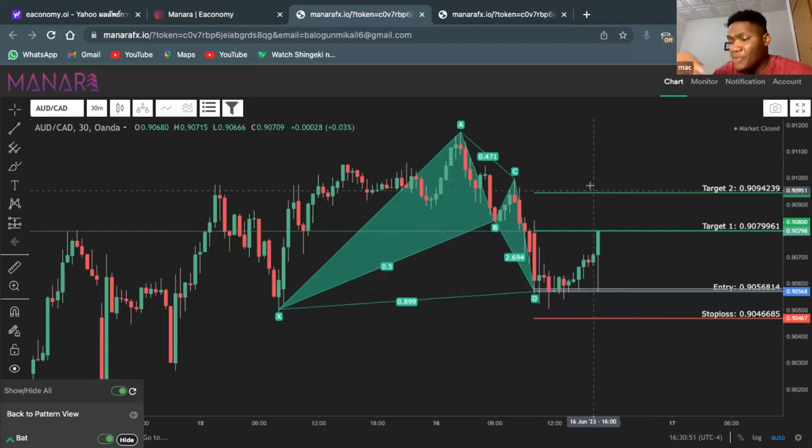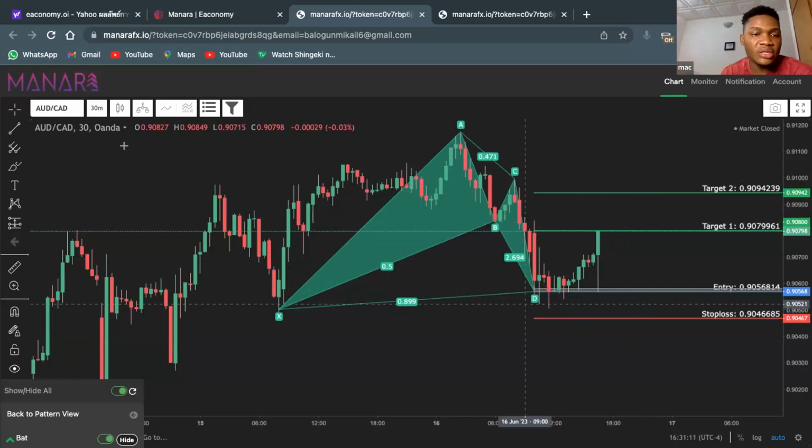I'm sure when the market opens in the next 1 hour. What is the time now? 9:30. When the market opens by 10, 11, 12 this night, it will continue to probably go up and hit TP2. I even feel like it will go because I can see this is a very weird uptrend. This is an uptrend movement.